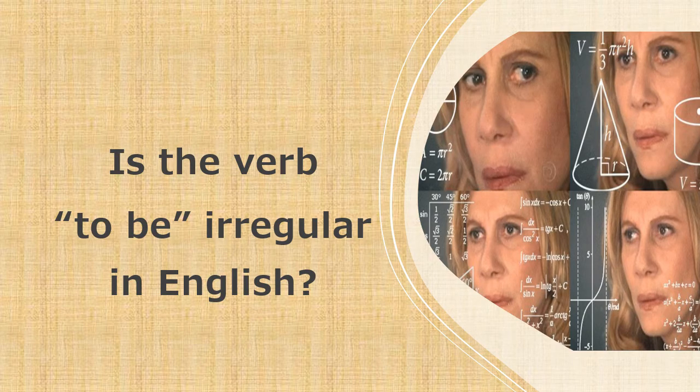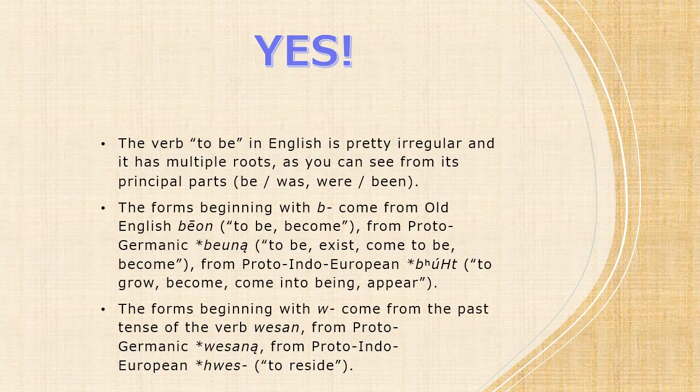So, simple question, is the verb to be irregular in English? Of course it is, as in any other language. So the verb to be, as you can see in English, is pretty irregular. It has multiple roots, as you can see from its principal parts. So the infinitive is to be, the simple past is was, were, and the participle is been.